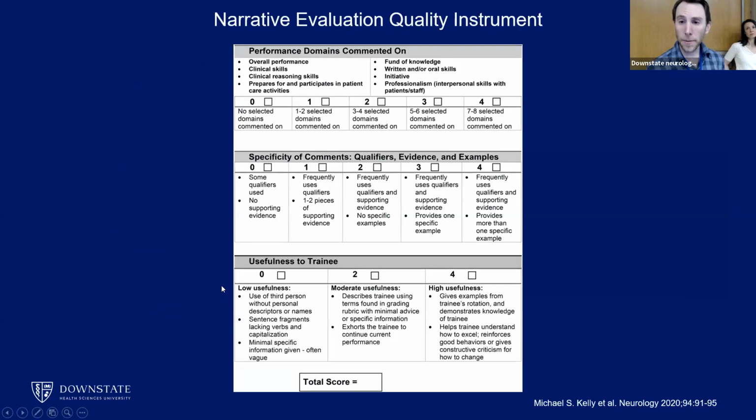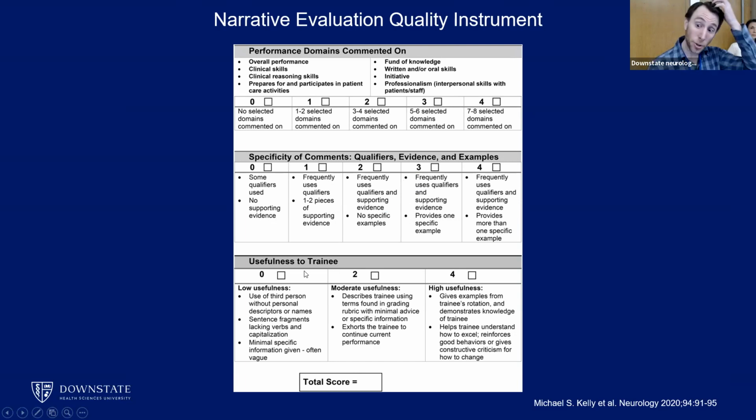So here is the narrative evaluation quality instrument. It's broken down into 3 parts. Here are the performance domains, and depending on the number of performance domains, you get a score. There's specificity of comments. So are there pieces of supporting evidence? Are there specific examples given? A specific example might be that the student gave an excellent presentation on a patient who presented with possible autoimmune encephalitis. That shows that you're actually remembering that student and some specifics about that student.